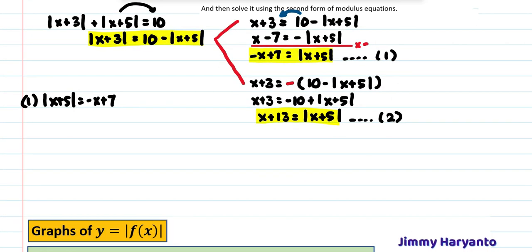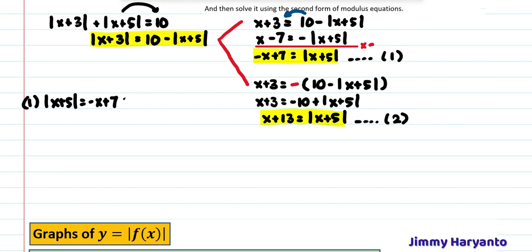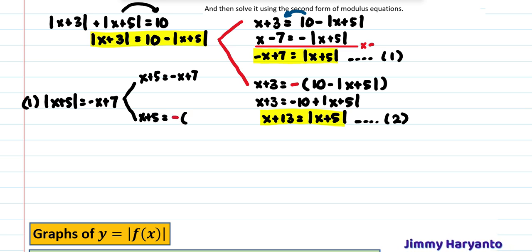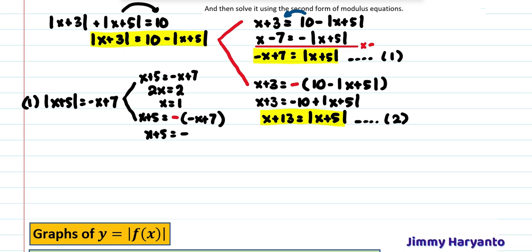Okay, let's solve the equations. And how you solve it, you have to divide them into parts. First is x plus 5 equals negative x plus 7. Second part is x plus 5 equals negative, open brackets, negative x plus 7. As simple as that. The first part will be 2x equals 7 minus 5 equals 2, so x equals 1. This one will be x plus 5 equals negative plus.